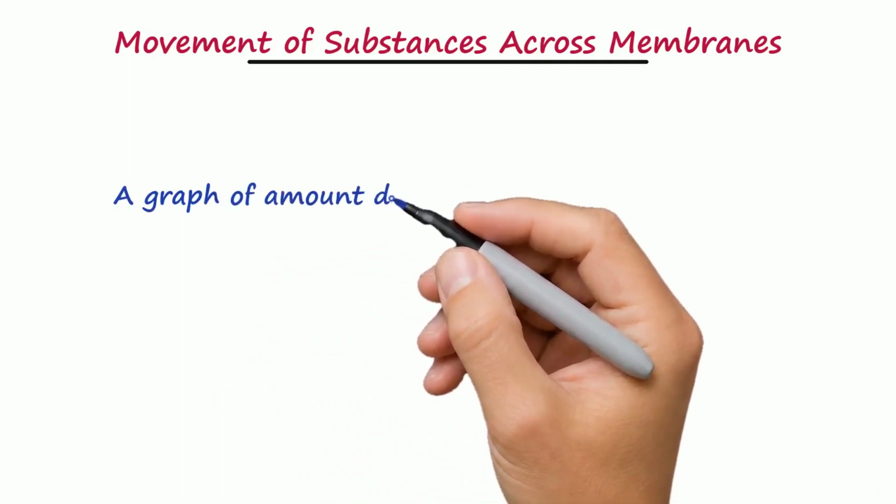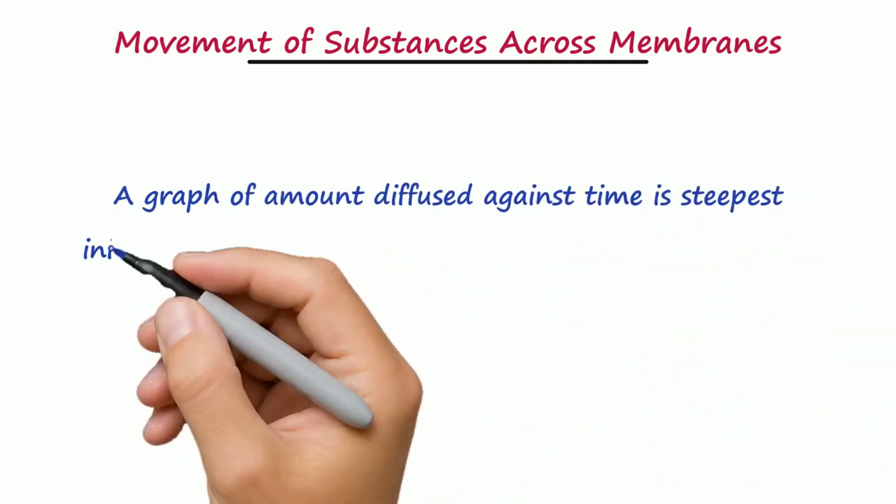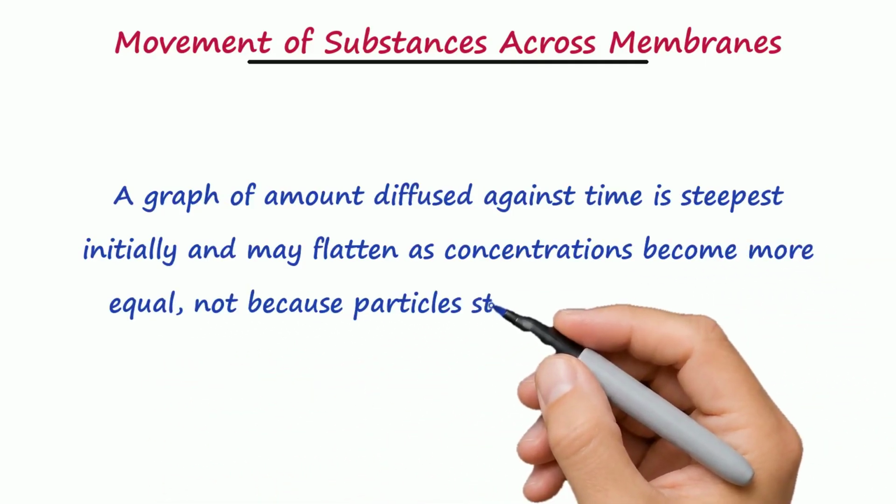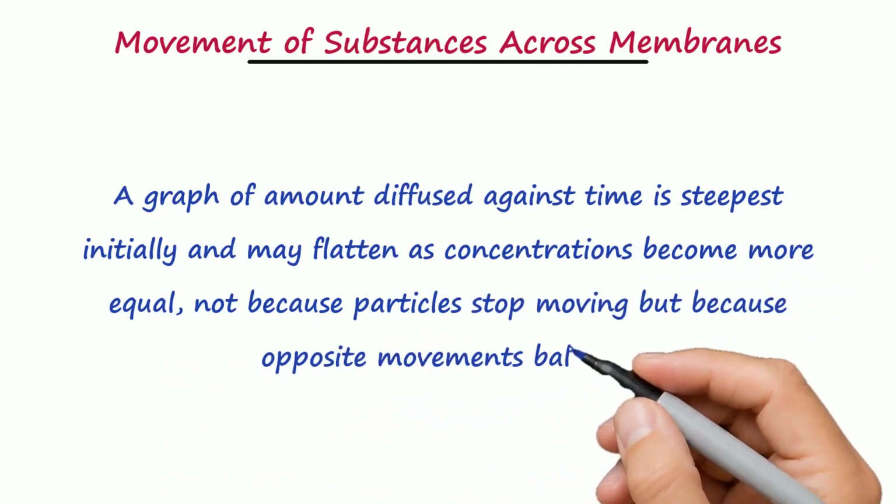A graph of amount diffused against time is steepest initially and may flatten as concentrations become more equal, not because particles stop moving but because opposite movements balance.